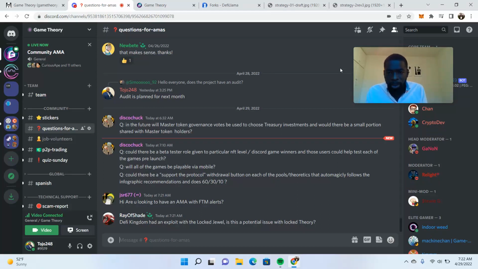And then, could there be a support the protocol withdrawal button in each of the pools that allows infographics? Yeah, so we're looking to build in more different types of features. One of the things we're looking into is with the liquidity pools right now, when you add more liquidity pool tokens, it automatically claims your theory tokens for it too. So we're looking to add a bank feature that would allow us to separate that.